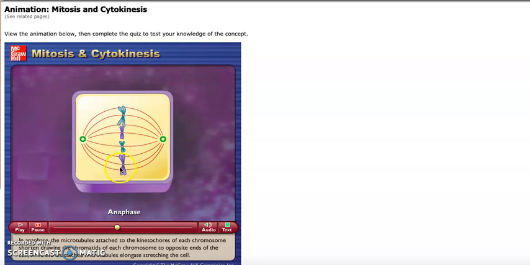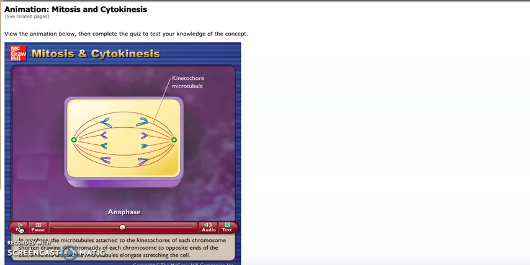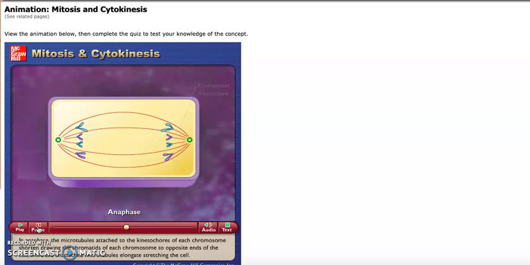Remember the chromosomes are in what shape right here? They're in an X shape. The X shape indicates what about the chromosomes? It indicates that the chromosomes are replicated, right? And so these are actually exact copies of each other. These are the sister chromatids that are attached to each other at the centromere. The microtubules are coming out, attaching to the kinetochore, and then pulling them apart to create two separate cells. Microtubules attached to the kinetochores of each chromosome shorten, drawing the chromatids of each chromosome to opposite ends of the cell.